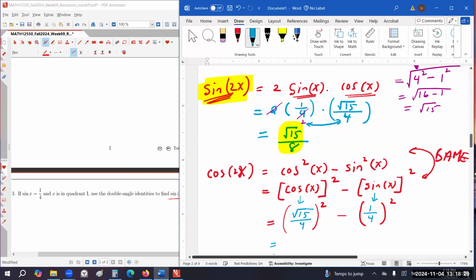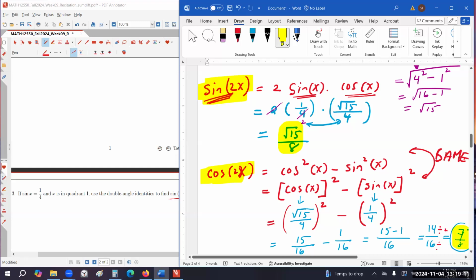So square root of 15 square gives us only 15, and 4 square gives us 16. 1 square gives us 1, 4 square gives us 16. Since we have the same denominator, we keep the denominator once and combine the numerators. That gives us 14 over 16. They both are divisible by 2, so you can reduce them by 2, and we get 7 over 8. That is the answer for cosine double angle.